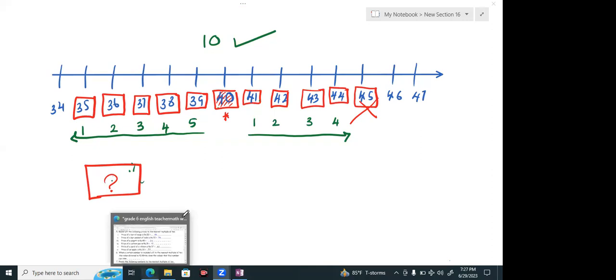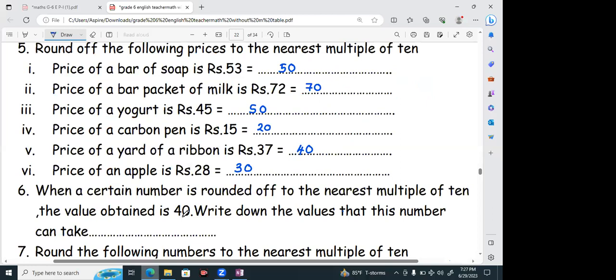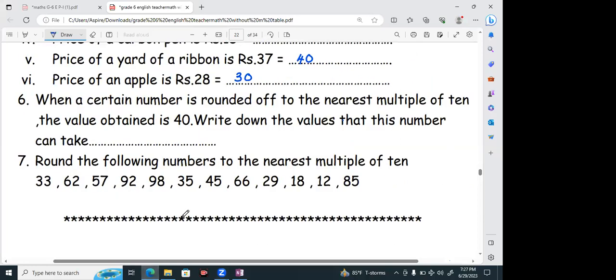Yes, teacher. Then shall we move to the 6th question? When a certain number is rounded off to the nearest multiple of 10, the value is 40. Write down the values that this number can take. What numbers can come? What you have to do: write 5 numbers before 40 and 4 numbers after 40. Then you have to start from 35. You have to write all the values.